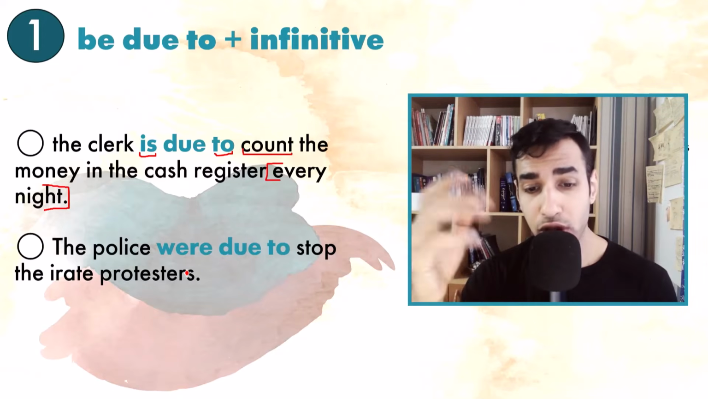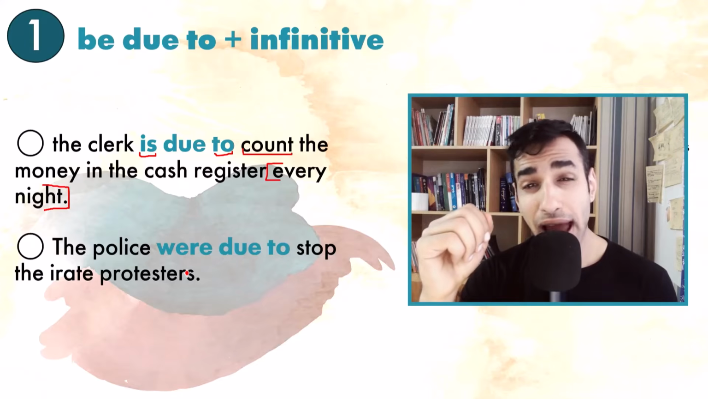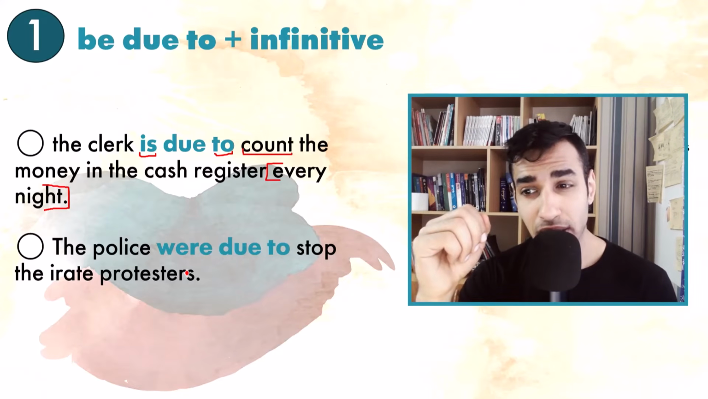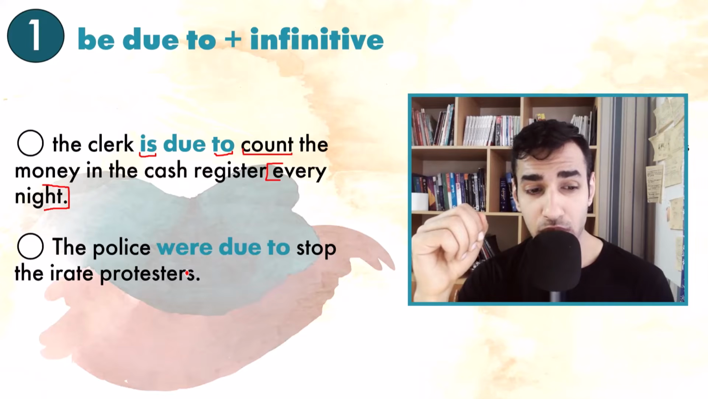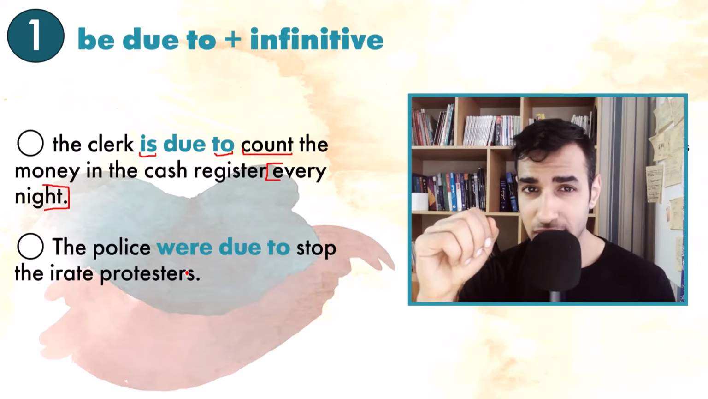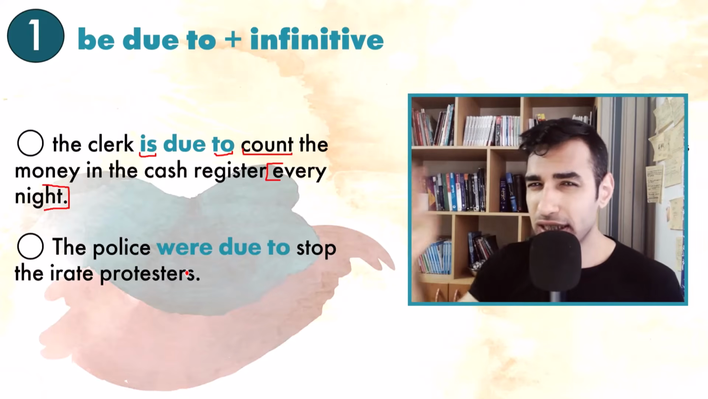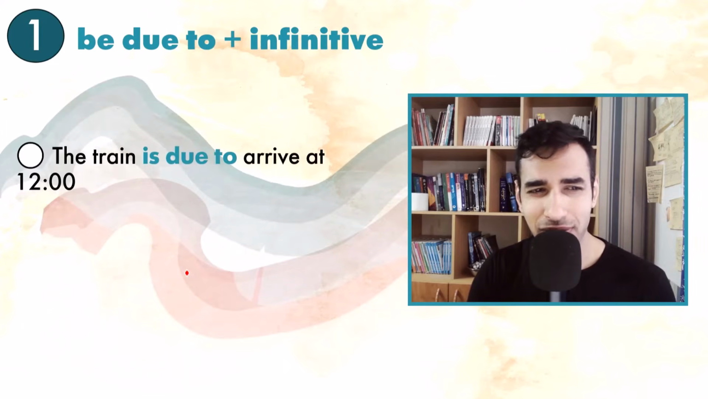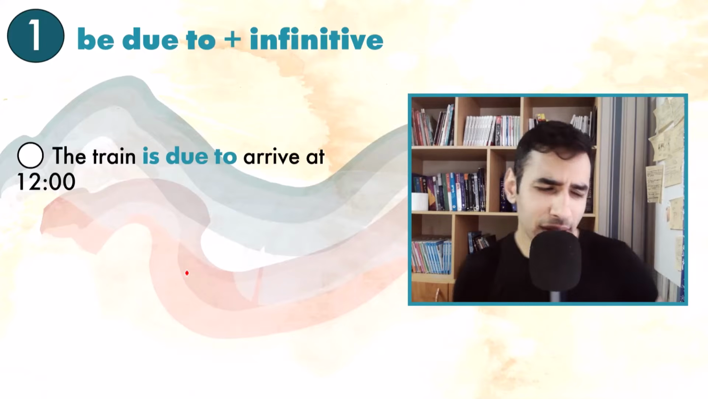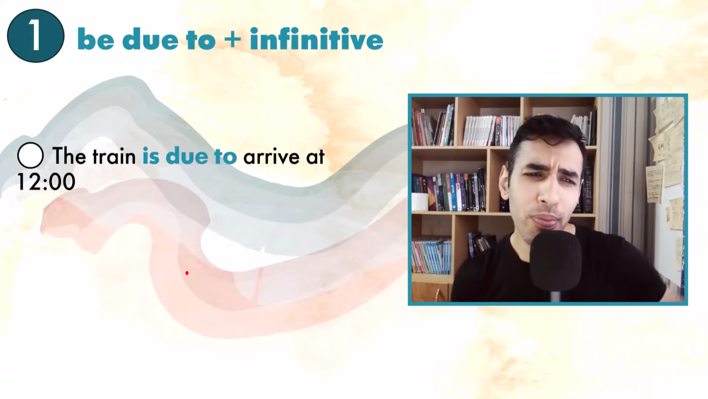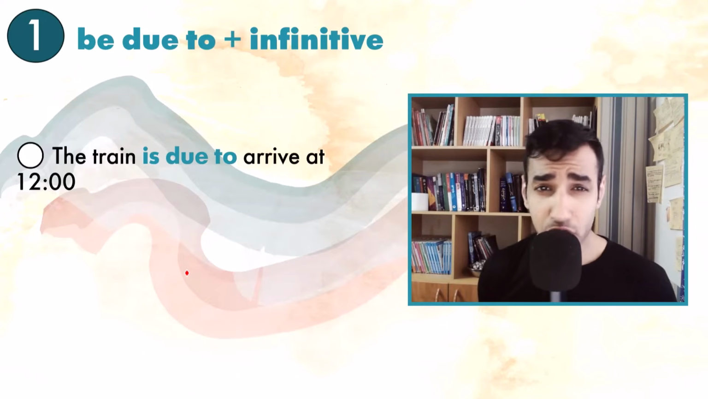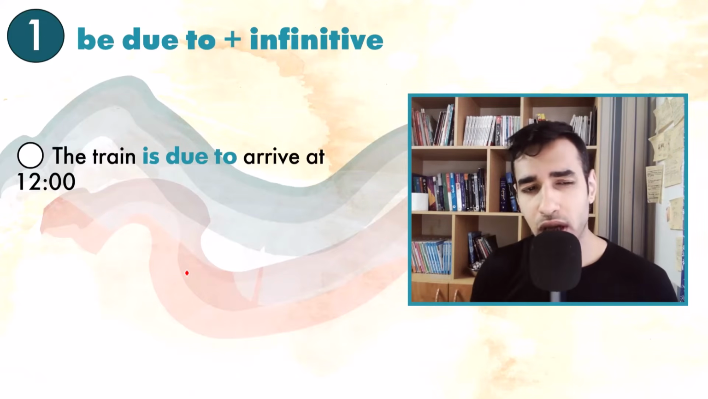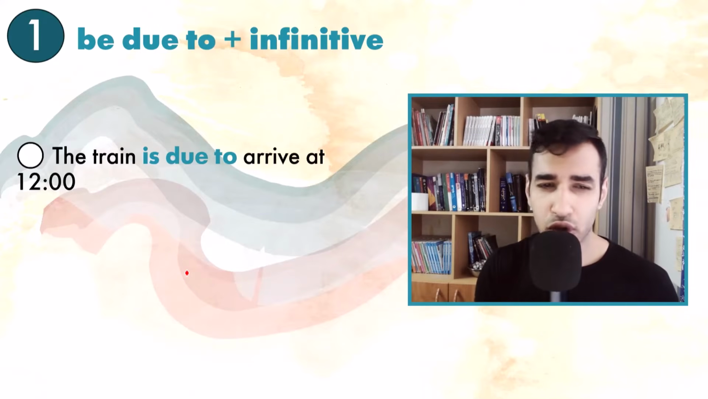The police were due to. It means that the police were expected to. The police were planned to stop the irate protesters. Future seen from past. Well enough. This example is a little easier than the previous ones. The train is due to arrive at 12 o'clock. The train is expected to arrive at 12 o'clock. It is planned that a train should arrive at 12 o'clock.